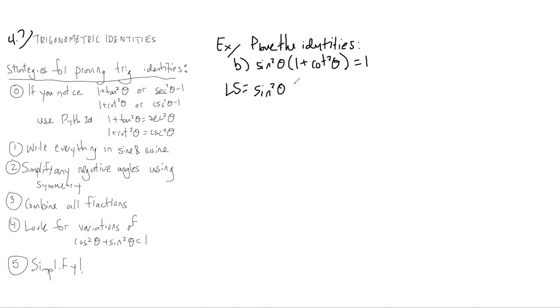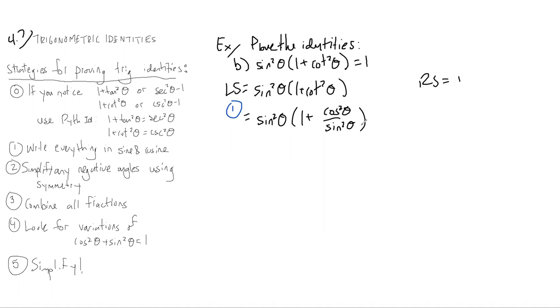So my left side is sine squared theta times 1 plus cot squared theta. My right side is 1. I'm not going to be working with the right side because it's already as simple as possible. And so I'm going to start by rewriting that cotan in sine and cos. So that's going to be sine squared theta, and that will be 1 plus cos squared theta over sine squared theta.